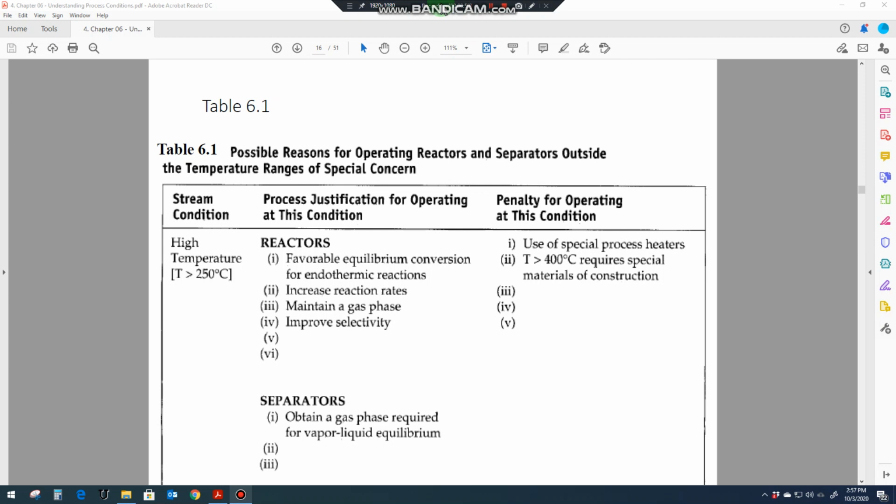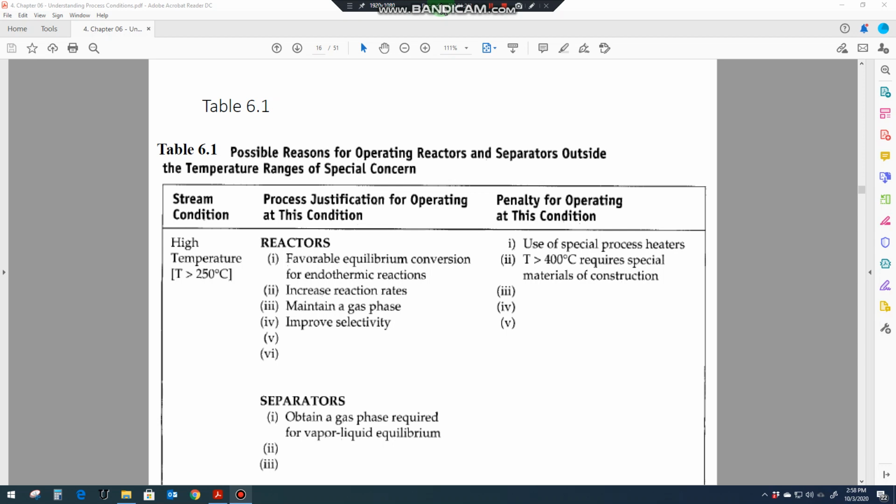Okay, so now we talked about the temperature and pressure conditions, and we saw that if we are going above 10 bar pressure, for example, what kind of equipment we can use, and how it can impact the cost of the equipment. And we also talked about if we go below 1 bar pressure, then the size of the equipment would be increased due to the expansion of the process streams.